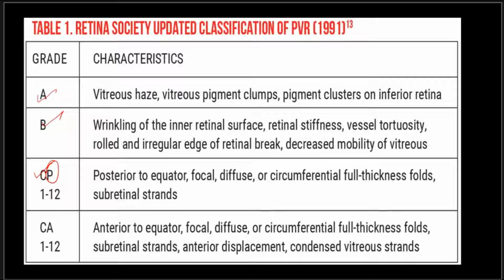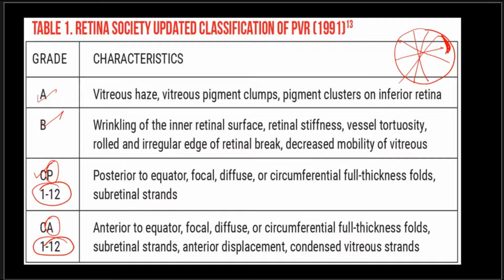So CP means the area of the retina posterior to the equator is affected by PVR, and CA means that the area of retina anterior to the equator is affected by the PVR. Okay, and these numbers 1 to 12 basically indicate the clock hours which are affected. So if you take the entire retina and divide it into 12 clock hours, based on how many clock hours are affected, you can give this grading as a 1 to 12 number.